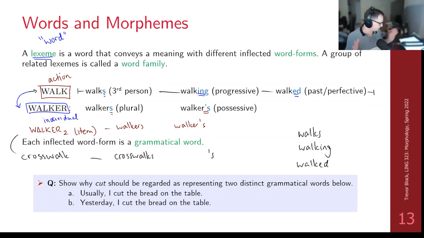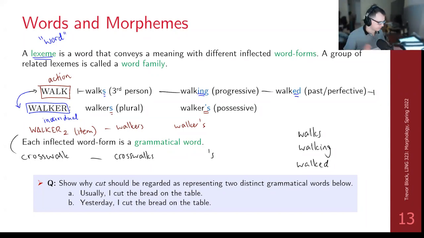So yeah, there's a lot of terminology for how we can describe how words work. But essentially lexemes are based on meaning, based on derivation, which we'll talk about more. And these grammatical words, different inflected word forms, are grammatical things. So number, person, possession, comparative, superlative.